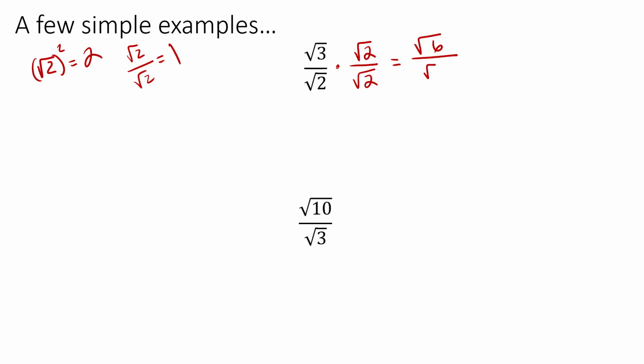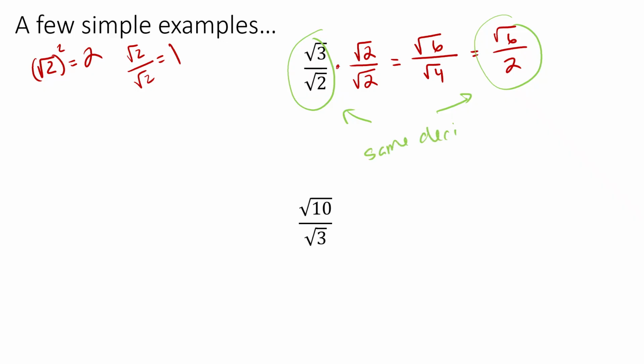The square root of 2 times the square root of 2 is the square root of 4. And then that is the 2. Square root of 4 is 2. And so if you were to plug these into a calculator, if you were to take this and put it into a calculator, and this and put it into a calculator, you would get the same decimal value. Meaning we didn't change the value of the fraction.